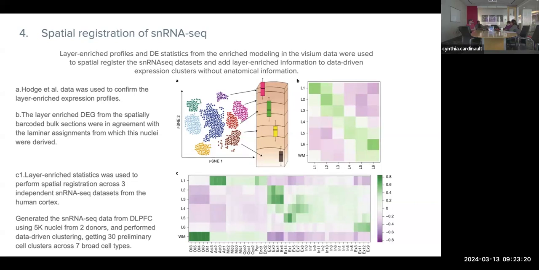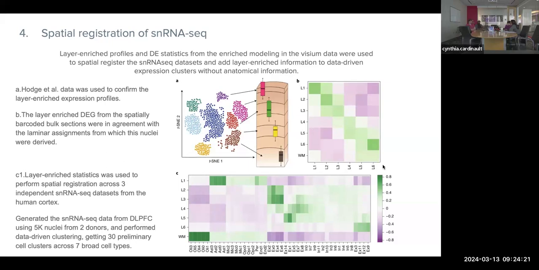So these clusters that we see here in this t-SNE plot were assigned to the different layers. And then what was done is that, in this study, the data doesn't have the white matter layer. So that is why we see here in the x-axis just layer one to layer six. And so in this panel, the layer and the differential expression for the spatially barcoded sections were in agreement, as we can see here in the diagram, with the laminar assignment from the nuclei. So here's layer one, it's in agreement with layer one in the study, and layer two is a bit more expanded, but it's in agreement too, then layers three, four, five, and until six, because we don't have white matter in that study.